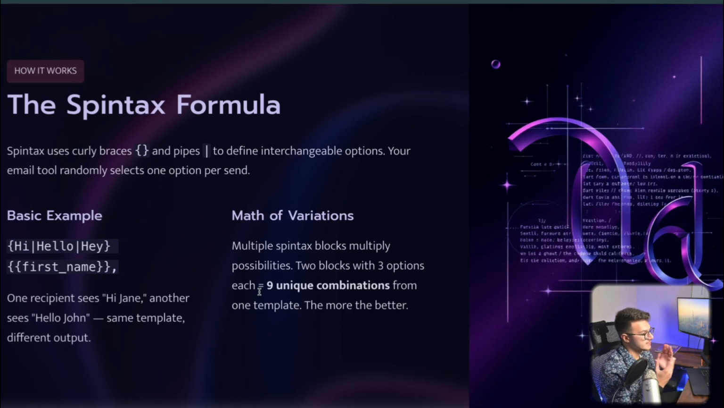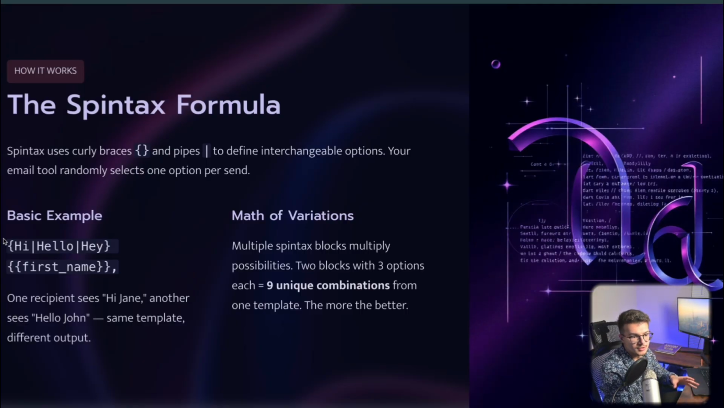And this is how we could do this right at the beginning for our Spintax. Now, once again, Spintax uses curly brackets and the pipe character on your keyboard to define interchangeable options. So how it works is it will choose a random variation based on that. A basic example: if you have in your first name saying, hey, hello, hi, first name, one recipient will see hi, Jane. The other person will see hello, John. The other person will see hey, Alex, right? So it will randomly choose this, and the more you create, the more it stacks.